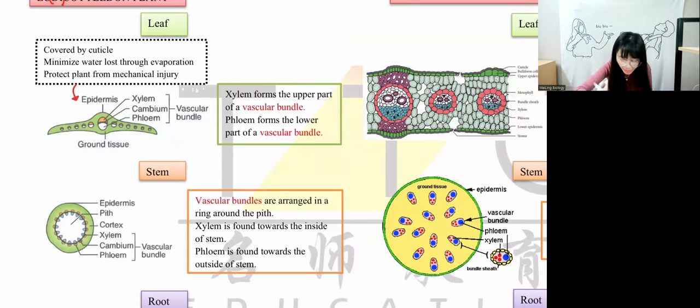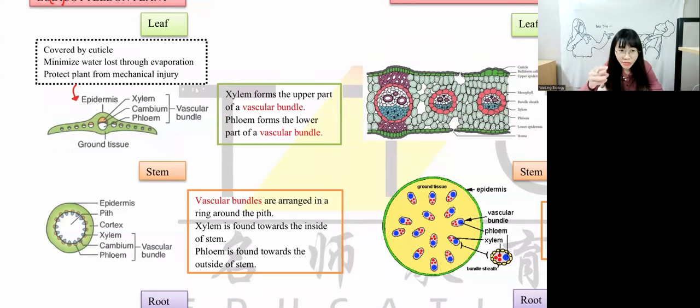Okay, this is the characteristic of epidermis. They are covered by cuticle, which is the waxy layer. They want to prevent excess water loss, and they want to protect the plant from mechanical injury. We have mentioned before, what is a mechanical injury? Mechanical injury means that it's an injury that is not made by human. It's some other factor. Bacterial infection or insect invasion is called mechanical injuries.